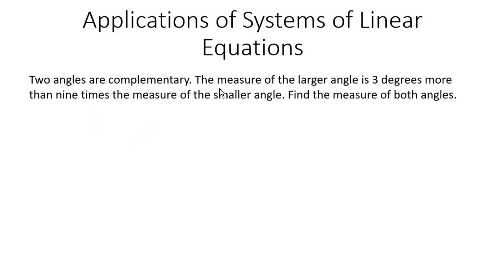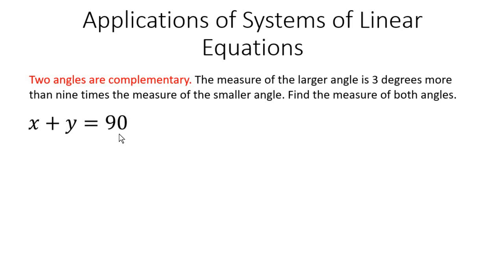Two angles are complementary, which means the measure of the two angles has to be 90. The measure of the larger angle is 3 degrees more than 9 times the measure of the smaller angle. Find the measure of both angles. All right, well, let's see. The first sentence gives us our first equation. The two angles are complementary, means that if you add the two angles together, you should get 90 degrees.